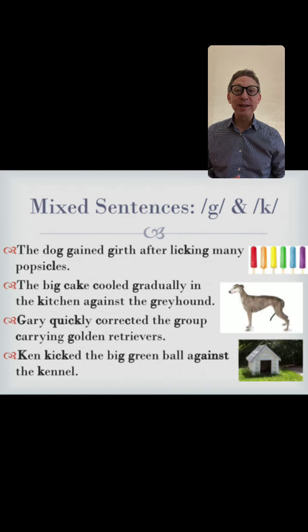Ken kicked the big green ball against the kennel. And a kennel, the kennel is the picture on the right. Now, if you notice, when you have a G at the end of a word and a G at the beginning of the next word, you elide them and you only make one real G sound. So listen again, the big green ball. You only really say G once. The big green ball.